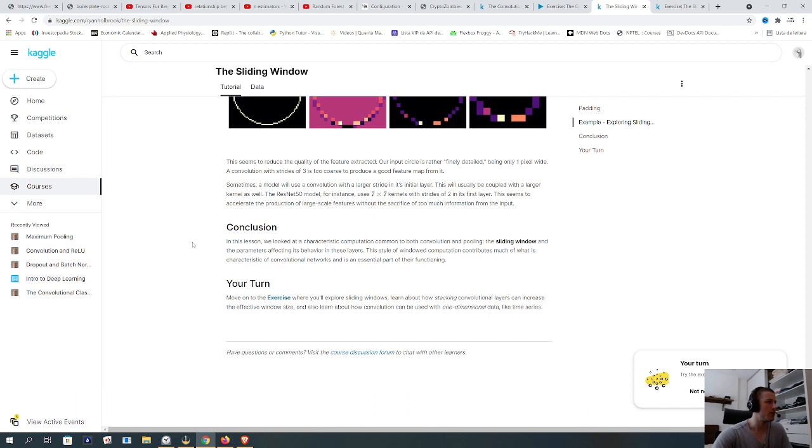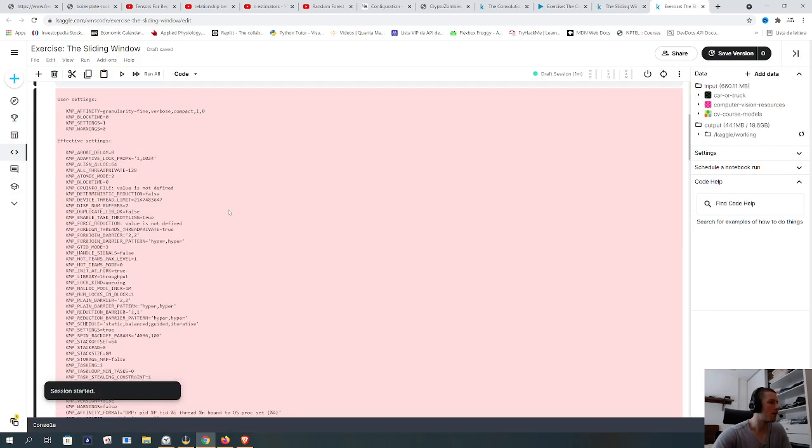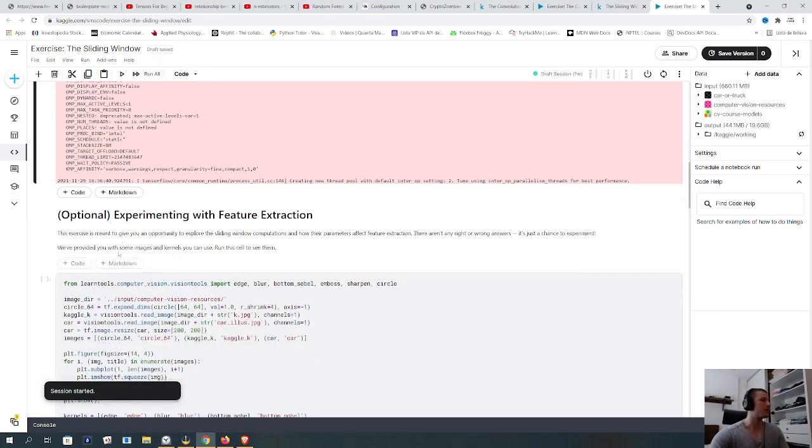Conclusion: in this lesson we looked at a characteristic computation common to both convolution and pooling, the sliding window, and the parameters affecting its behavior in these layers. This style of windowed computation contributes much of what is characteristic of convolutional networks and is an essential part of their functioning. So here it's already built.